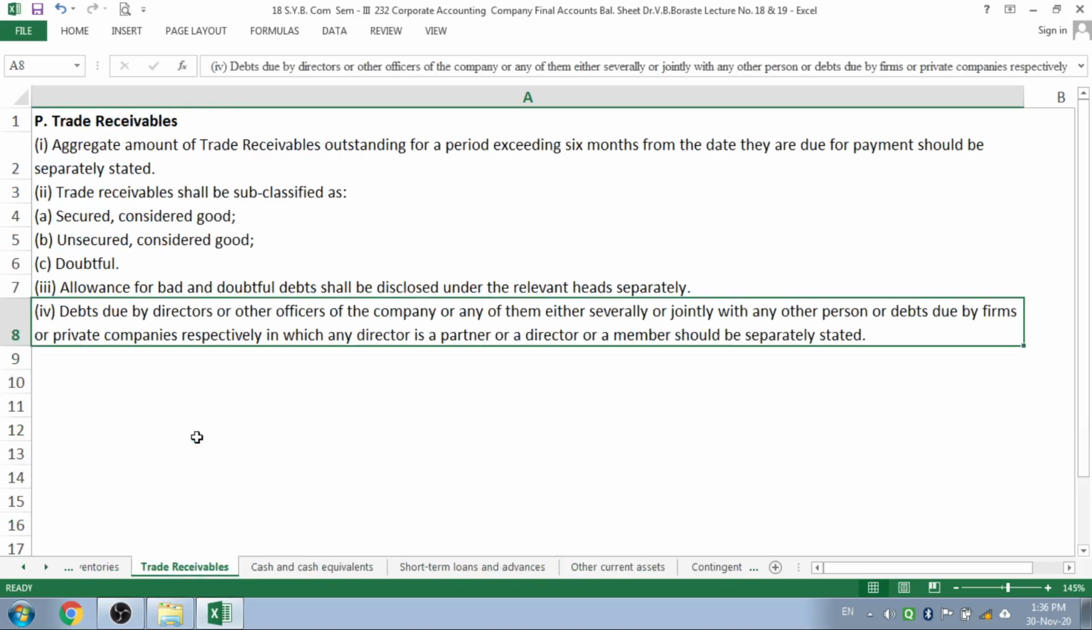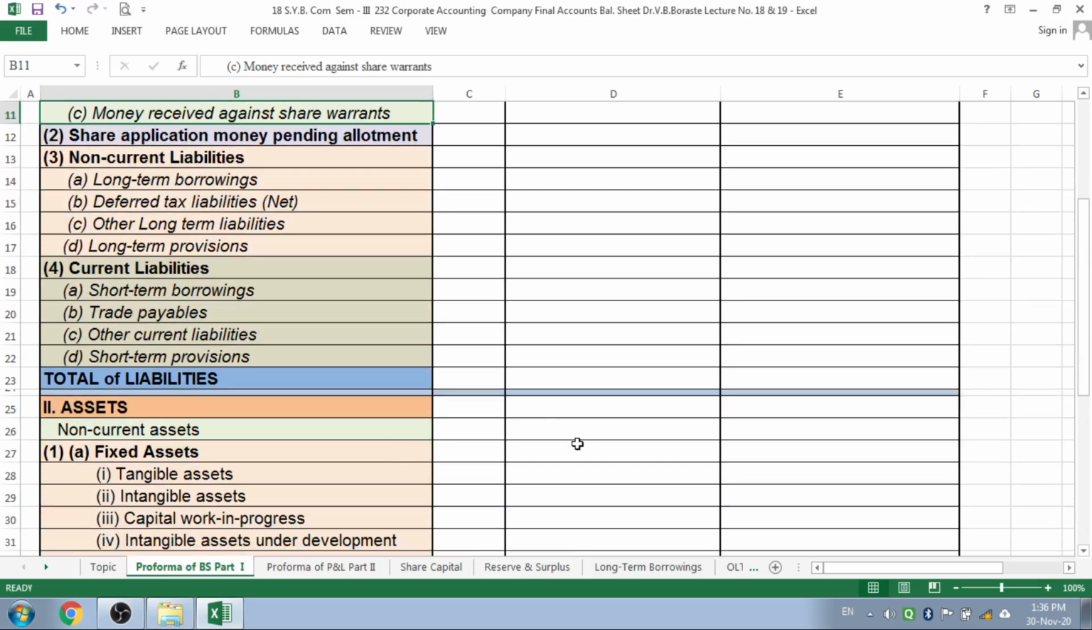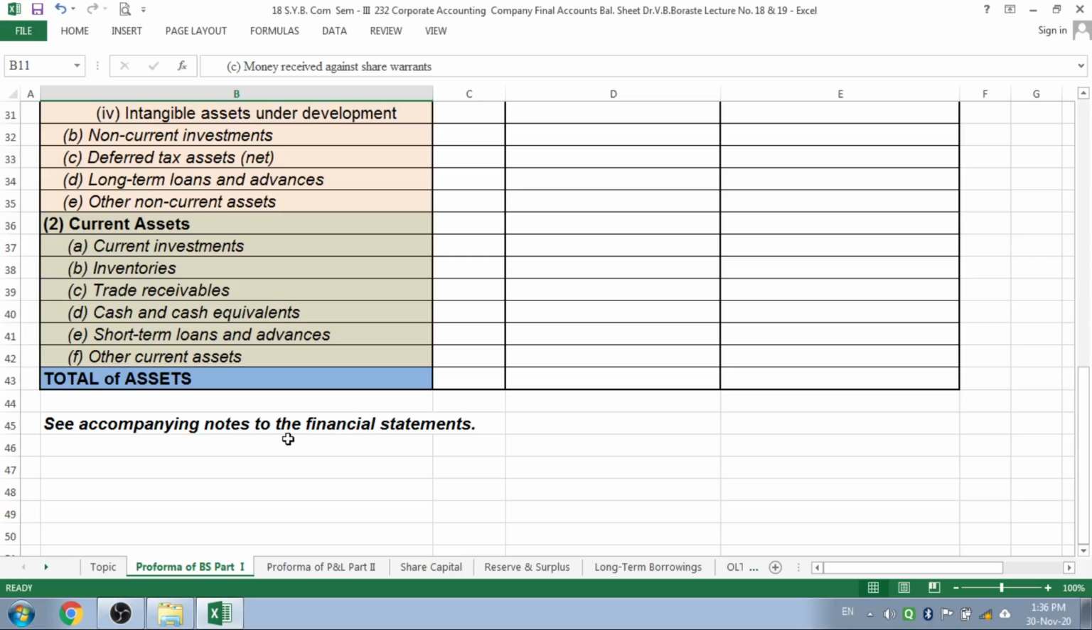So in this way we can see the pro forma of the balance sheet and its subheadings, that is share capital, reserves and surplus, and what items are to be included in the balance sheet and its subheadings.